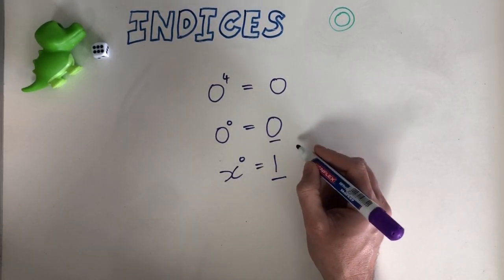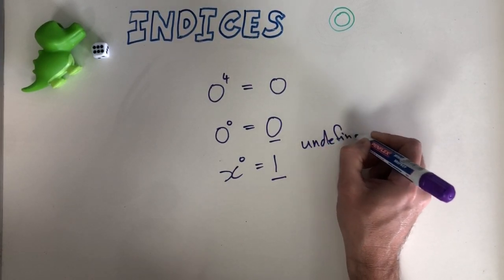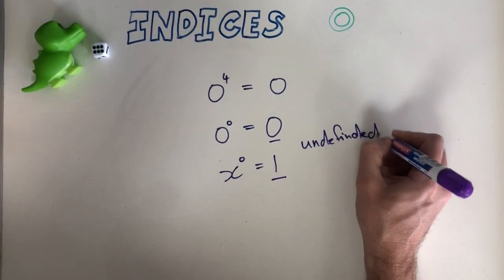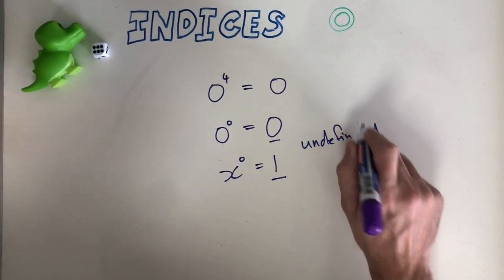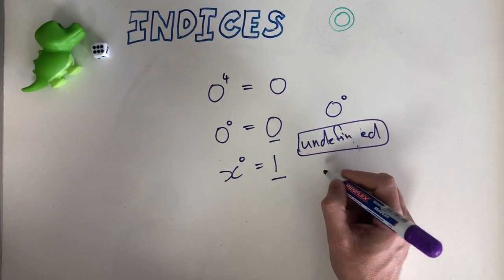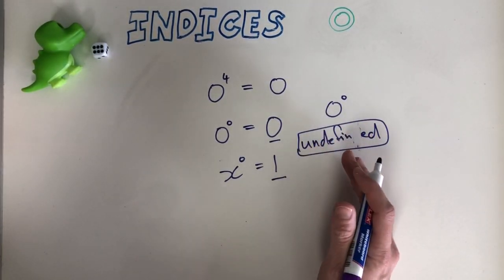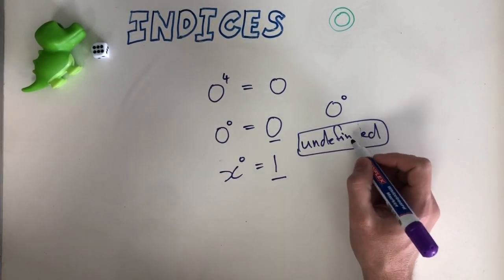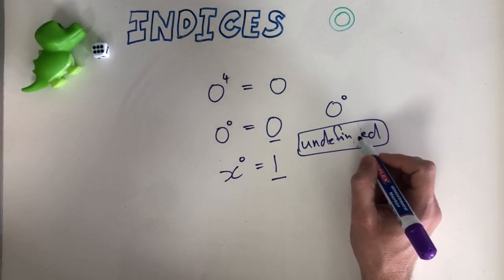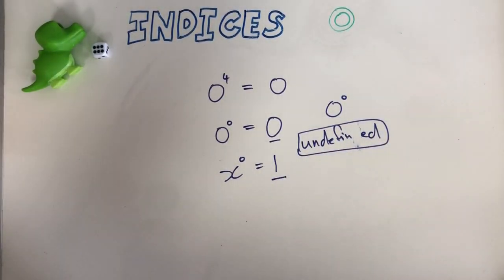So usually we'll just say it's undefined. Undefined. No, it shouldn't be a D in there. So 0 to the 0 would mostly be undefined, but it can also be 1. So it's one of those tricky things in math. Some people say it's always 1, some people say it's undefined. I personally like the undefined rule because I don't see how it can be a 0 and a 1.